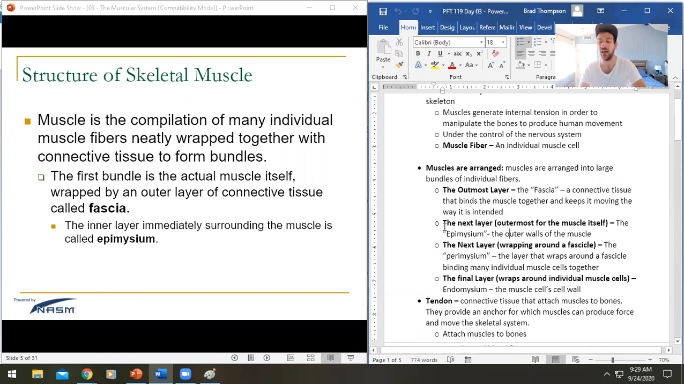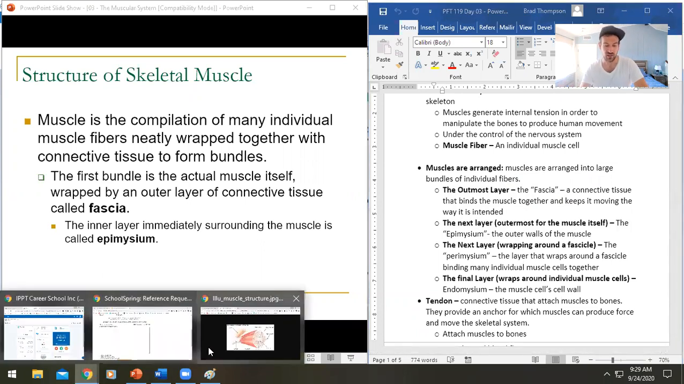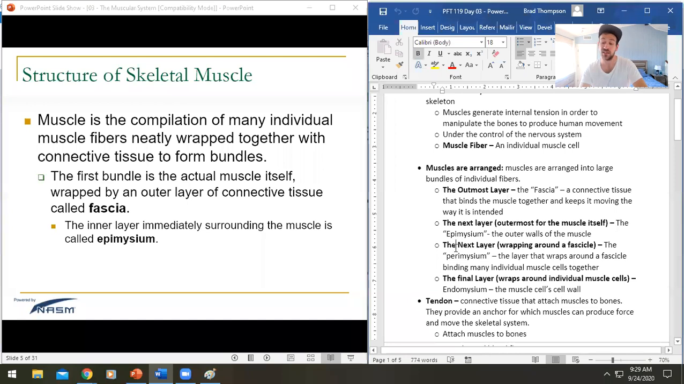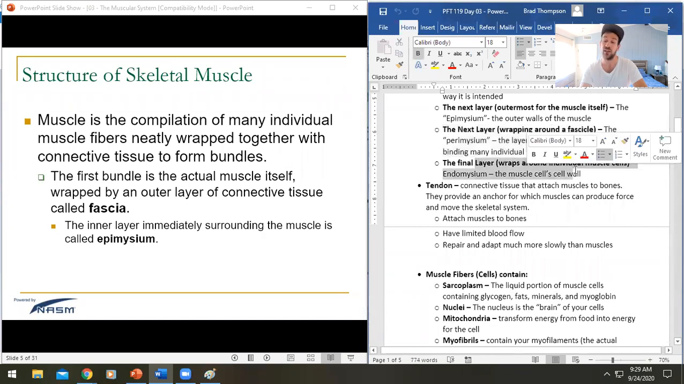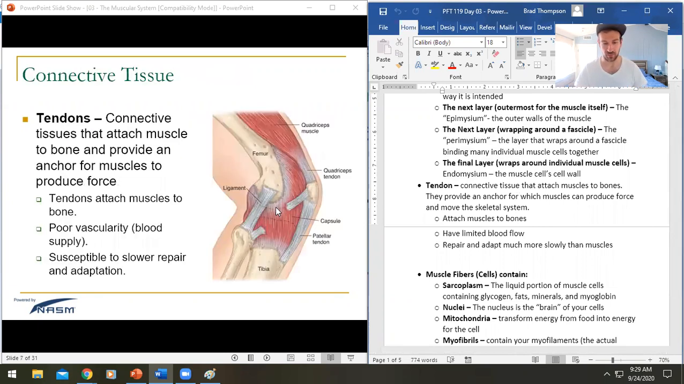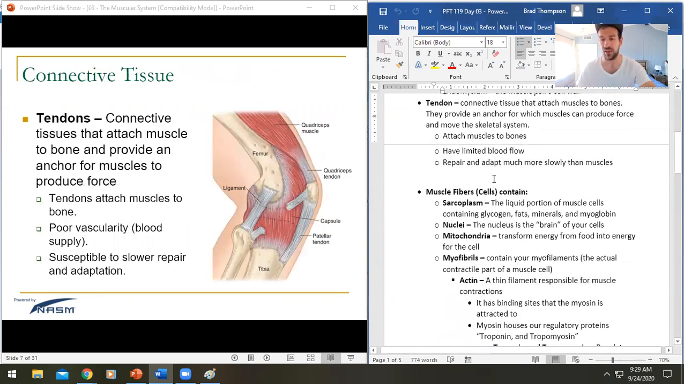The next layer you've got is that epimysium. That's around the outermost layer of the muscle itself. And so the epimysium is going to surround your overall muscle, right? And so it's there surrounding everything. Then your next layer is going to be that perimysium that wraps around the fascicle. And then your final layer is that endomysium wrapping around your cell wall, right? So all of that is going to come together, right? All of that's going to come together in the end to make up what is called your muscle belly.